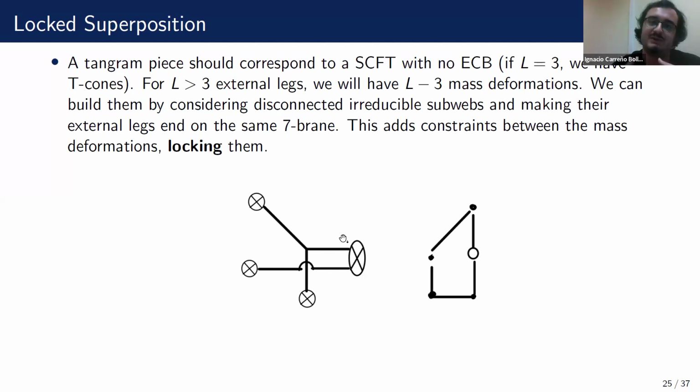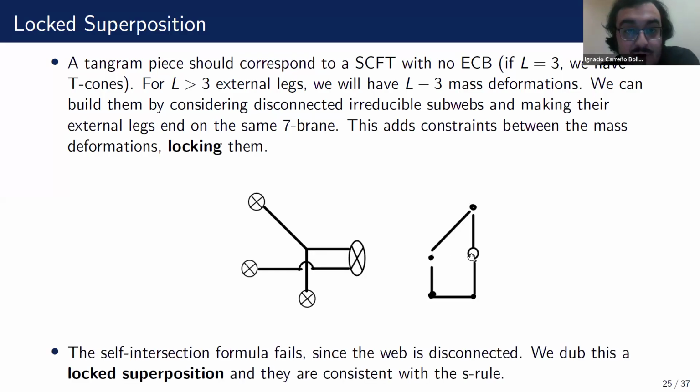These add some constraints between the movement of the mass deformations, and this effectively removes these mass deformations' degrees of freedom, locking them. So, for example, we see here that this is exactly what happens in the trapezium we've introduced. We have this triangular junction. In principle, we will have a mass deformation corresponding to this motion over here of this segment, but through this locking, through this GTP boundary condition, we remove it. We call this type of pieces locked superposition.